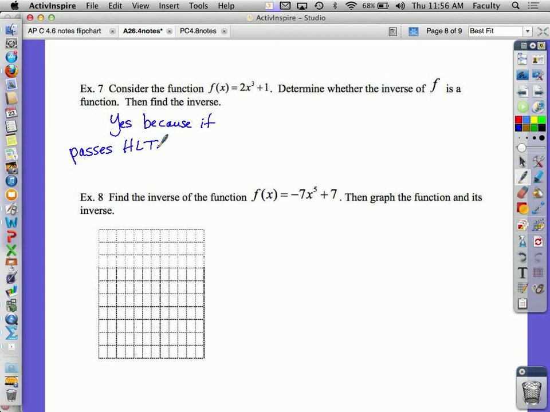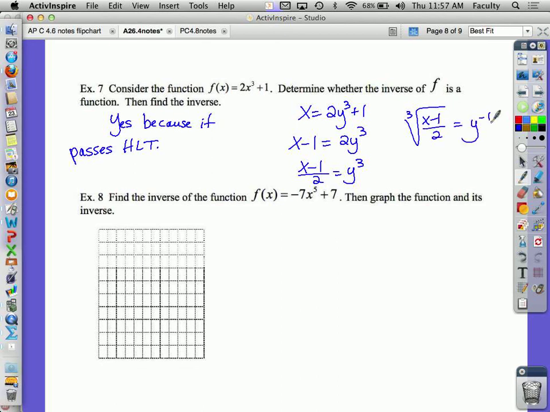Then it says, find the inverse. So we're going to switch. And remember, f of x is a placeholder for y. So we're just going to make it x equals 2y cubed plus 1. We subtract the 1. You divide by 2. And if I want to undo a cube, I need to do a cube root. And then that's my inverse. And you are allowed to use y inverse or f inverse of x interchangeably. It doesn't matter.